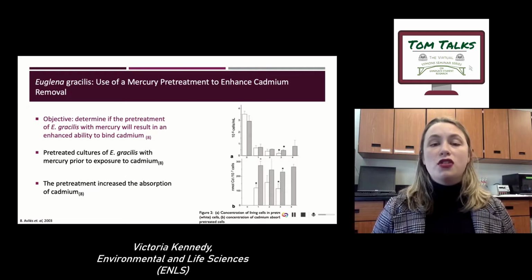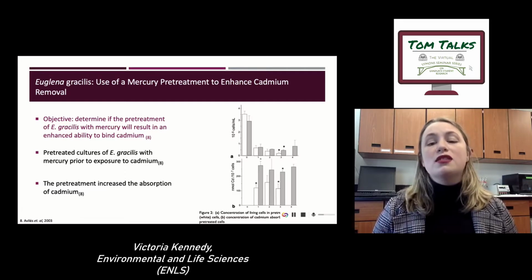Figure 2a shows the concentration of living, viable, healthy cells within the culture after being exposed to cadmium, and it compared both pre-treated and non-pre-treated cells. The pre-treated cells are the gray bars, and as you can see, over a period of time, the only cells that remained viable were the pre-treated cells, the ones that had been pre-treated with mercury.